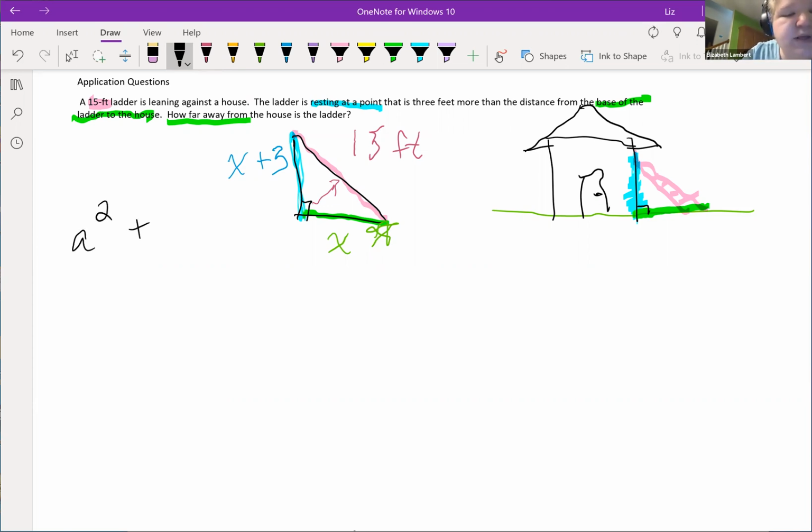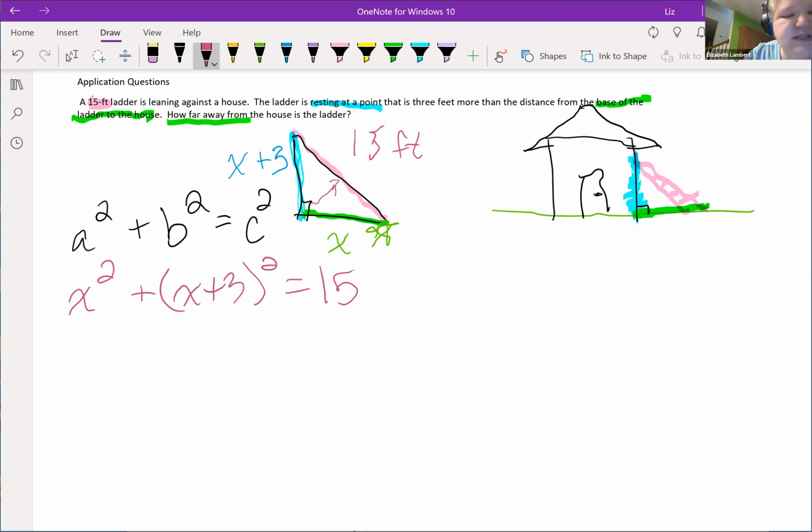A squared plus b squared equals c squared. So which one's A and which one's B really doesn't matter. So I'll just go with x squared plus (x plus 3) squared equals 15 squared. It does matter which one's the hypotenuse. So it's got to be equal to 15 squared. You can't have the x squared or the (x plus 3) squared over there. All right. Now the only variable I see is x. This is an equation. It can be solved.